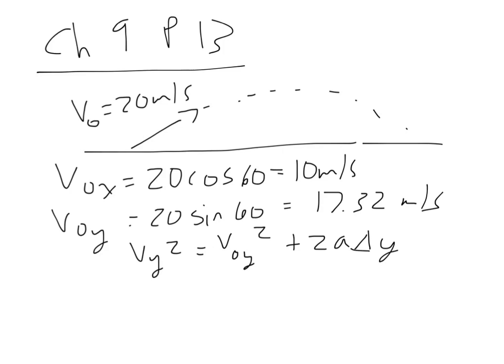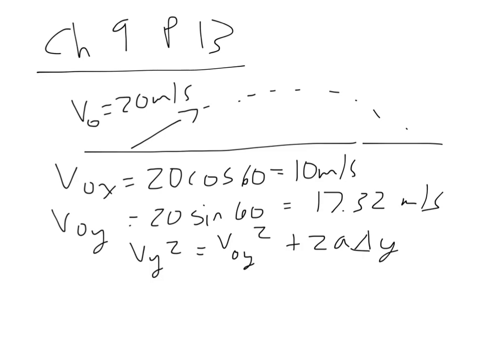This is Chapter 9, Problem 13. In this problem, we have an object that's fired at 20 meters per second at an angle of 60 degrees with the horizontal, and then at the maximum height, it's going to explode into two pieces. We're going to start this problem looking at it through kinematics.